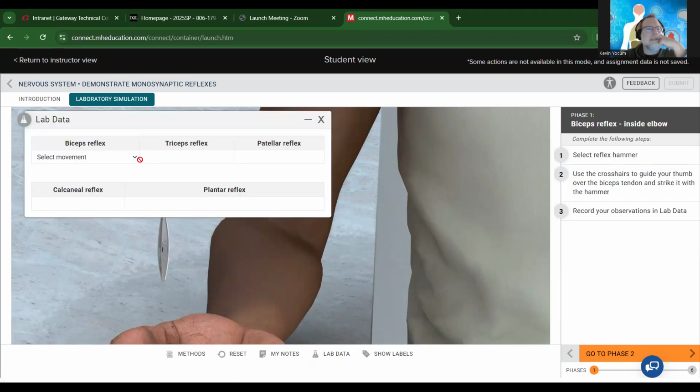Quick lab data, biceps movement. Did we get flexion or extension? Well, it's maybe hard to tell, but it did decrease the angle of the joint, so we got flexion at the elbow. And then we go to phase two.